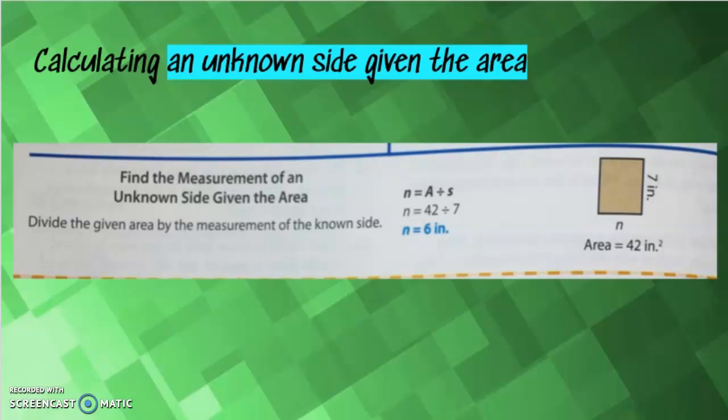Switching gears a little bit, calculating the measurement of an unknown side given the area. So some problems might give you the area and ask you to find the unknown side. What mathematical operation do you think we'll use in this case? What is the inverse operation of multiply? Divide, very good. So to find the unknown side, you're just going to divide the area by the side that's given. So in this case, 42 inches squared divided by 7 gives us 6 inches. And of course, in this case, we don't do the squared because it's just the side.